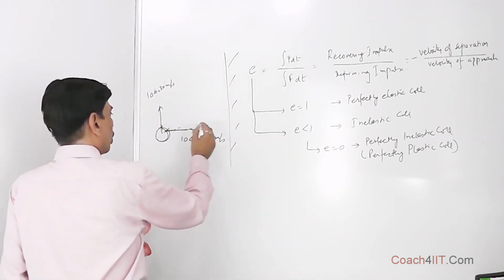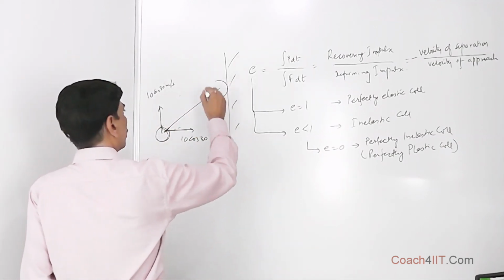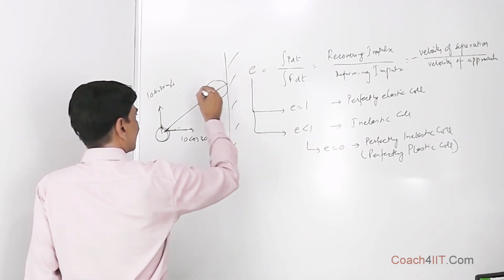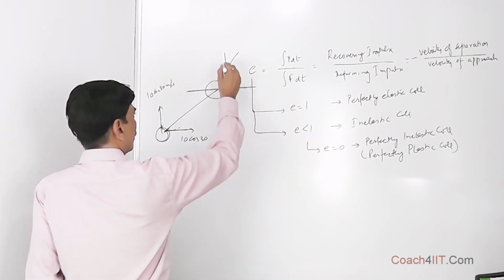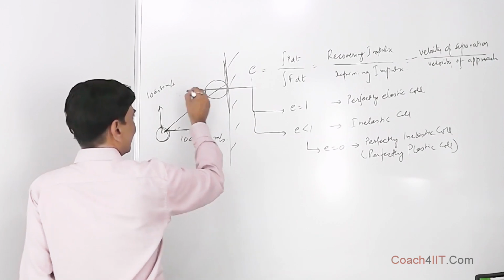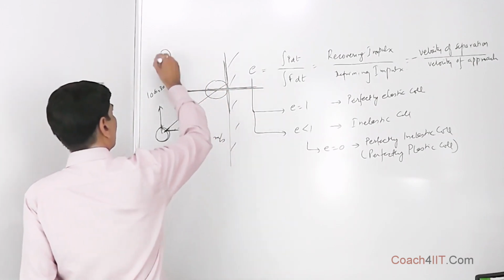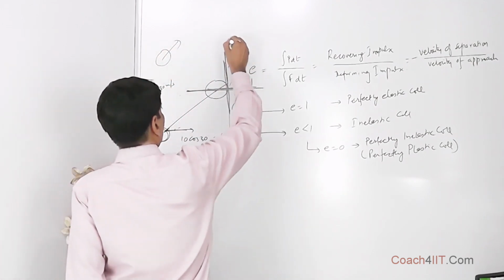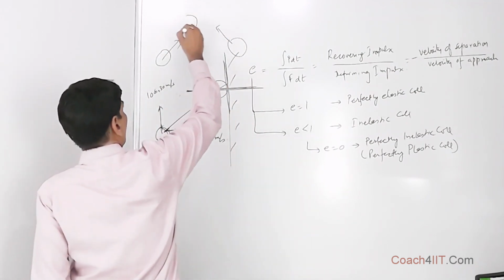And this is along the common normal. Obviously, when it goes over here, then this is the normal over here, and this is a tangent. So what we say is that this is along the common normal. Suppose a body is coming like this and the other body is coming like this. Let's say they collide over here.